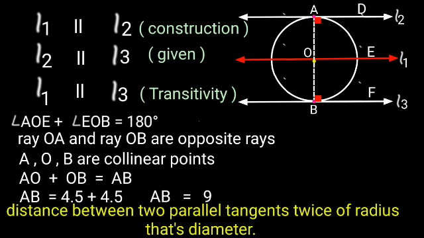Hence, points A, O, B are collinear points. Then AO plus OB is equal to AB. Hence, AB is equal to, substituting the values of OA and OB, 4.5 plus 4.5, that is 9. Thus, AB is equal to 9. Hence, the distance between two parallel tangents is twice the radius, that is the diameter.